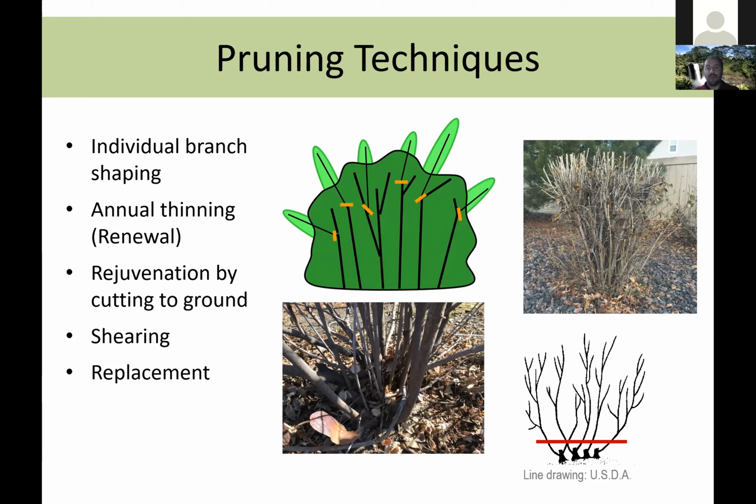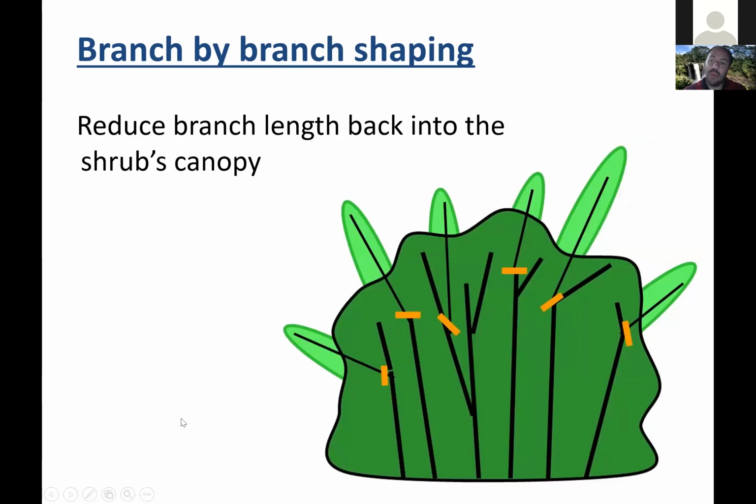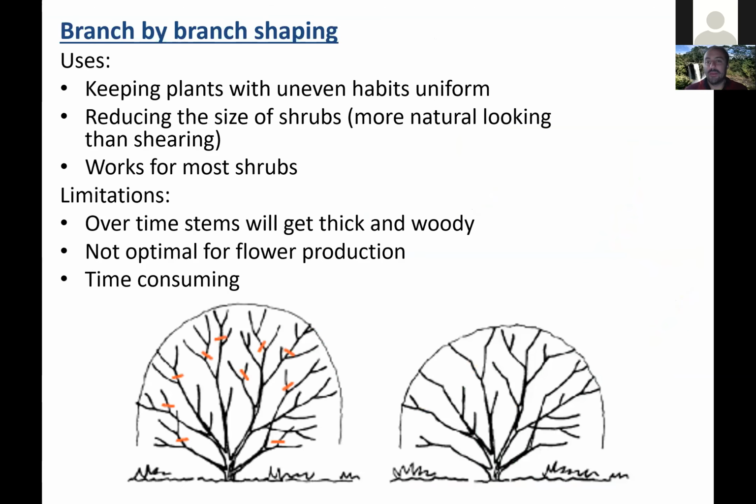We're going to start with branch by branch shaping, also sometimes called individual branch shaping. This is essentially pruning that's done to reduce the length of wonky branches that are growing outside the canopy, like here, reduce them back into the canopy, right? Makes the shrub look more uniform. Yeah. So it keeps plants with uneven habits uniform.